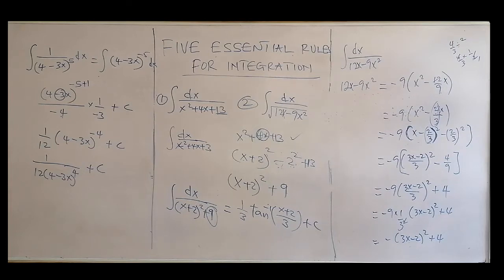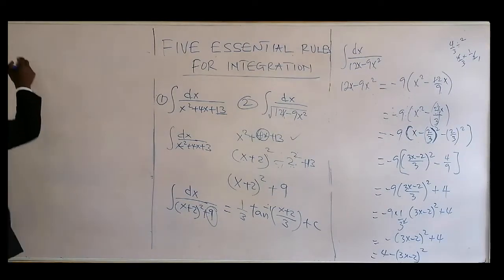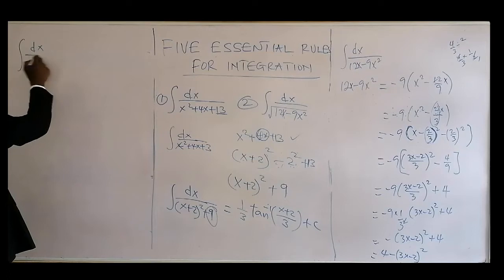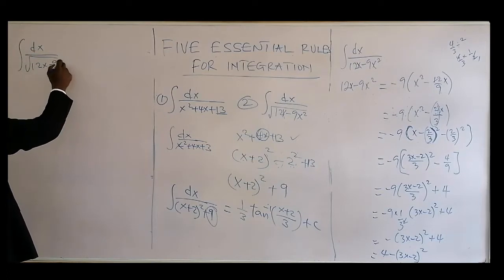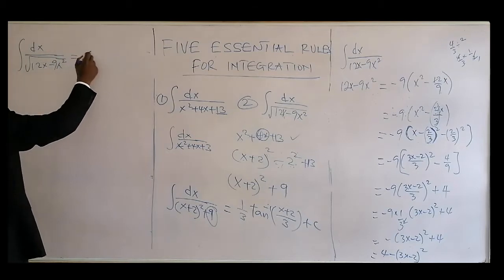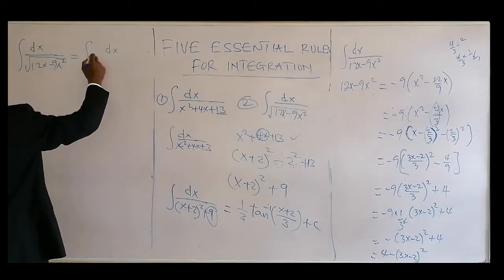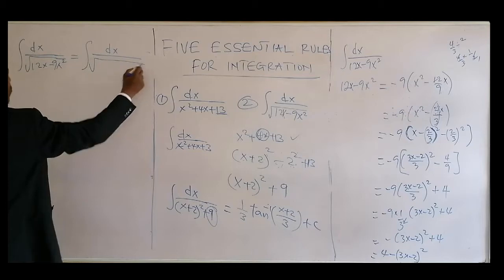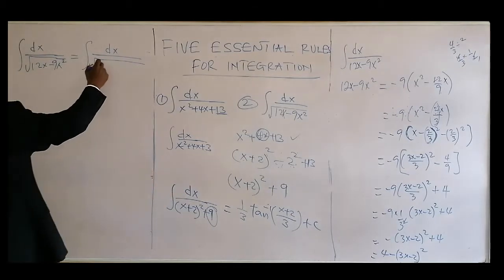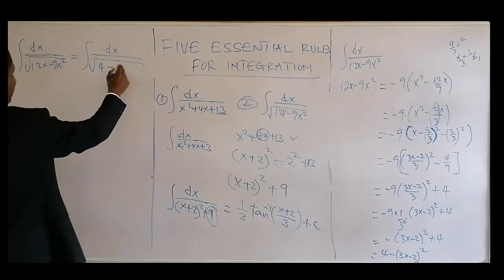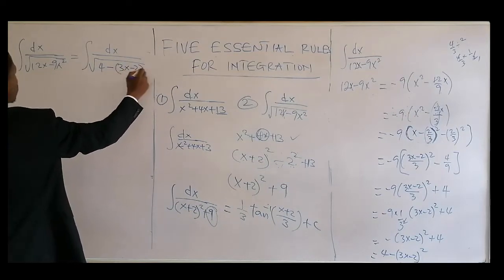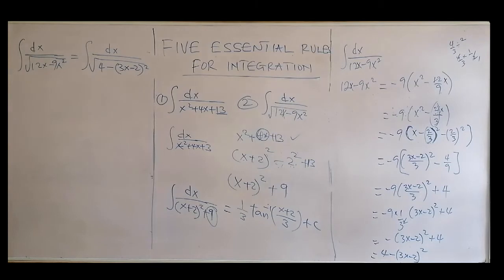So that's the expression. Now, this one, the square root of 12x minus 9x squared, will now be equal to the integral of dx all over the square root of 4 minus (3x minus 2) all squared. So that's what we've got now.